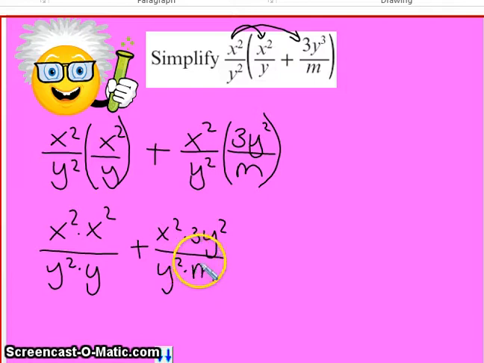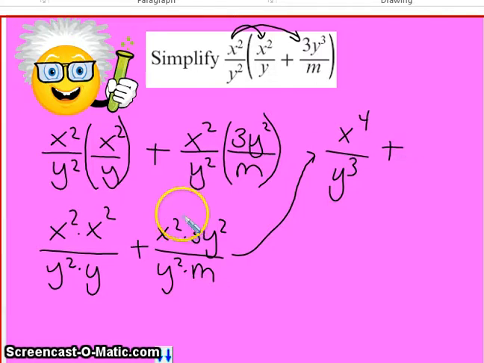Now we need to simplify. Now remember, if you're multiplying like bases, like we are here, x squared times x squared, you can add their exponents. So then, that actually gives us x to the fourth over, now we've got y squared times y, like bases, so we can add their exponents. 2 plus 1 is 3. So that's y to the third. And we've got our plus. Now here we've got x squared times 3 times y squared. Now, x squared times 3 would be 3x squared.